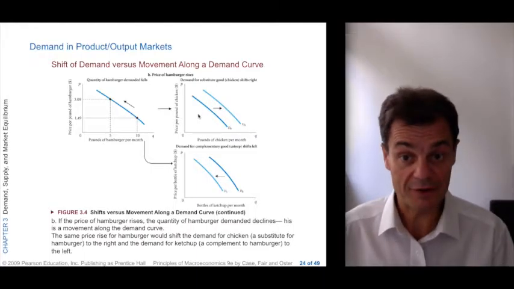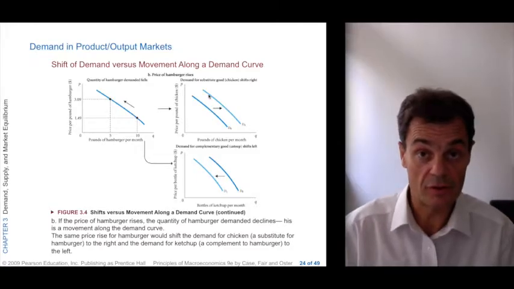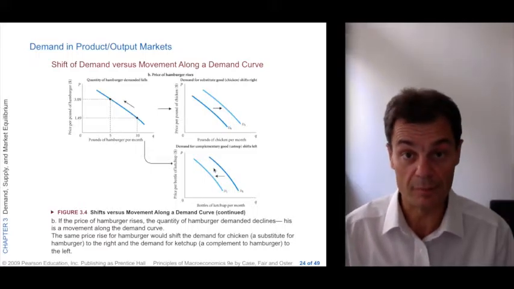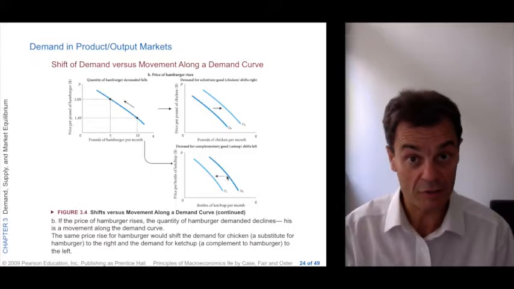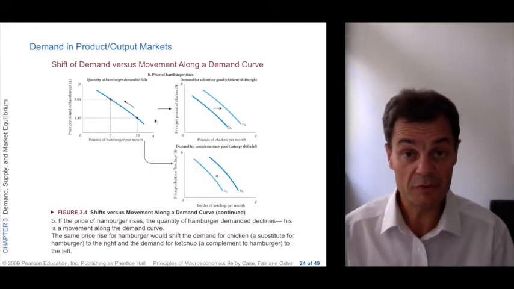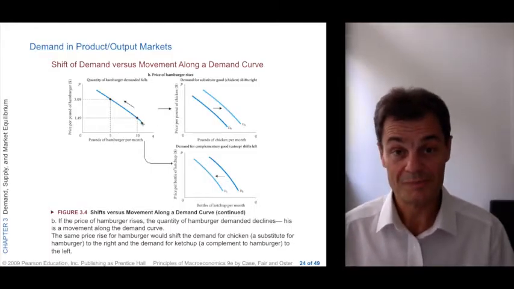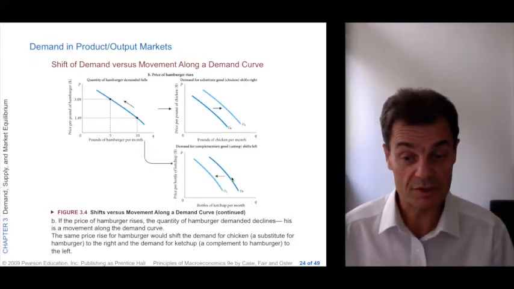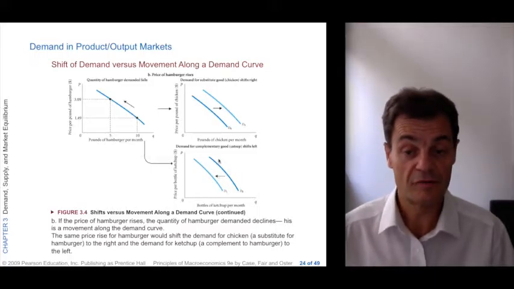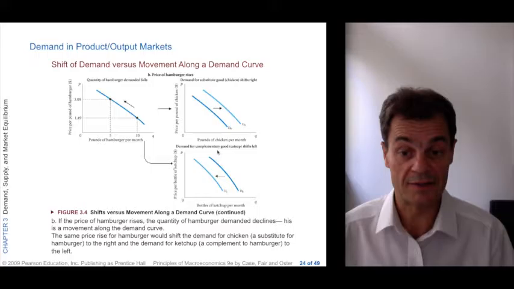And at the same time, the substitute goods will see their demand shift to the right, and we will also see at that time that the demand for the complementary goods to hamburgers, which is ketchup, for instance, will diminish because people consume fewer hamburgers. So a price increase in hamburgers will lead to a decline of the quantity of hamburgers demanded and will lead to a shift in the demand curve to the left. That means a lesser demand for complementary goods such as ketchup.